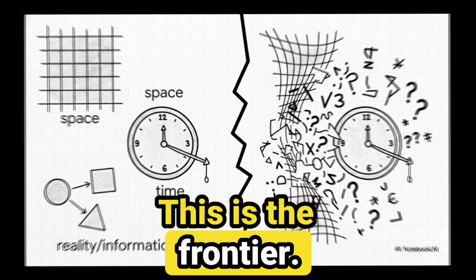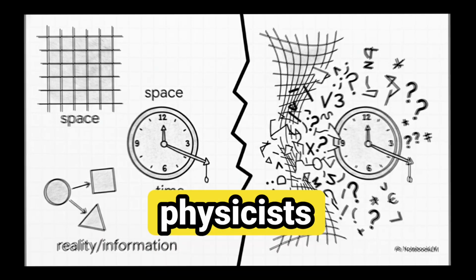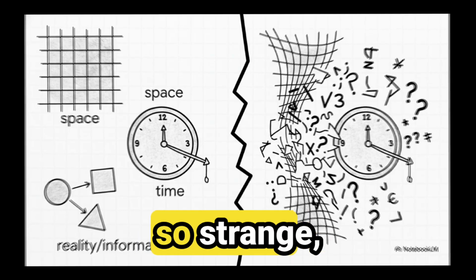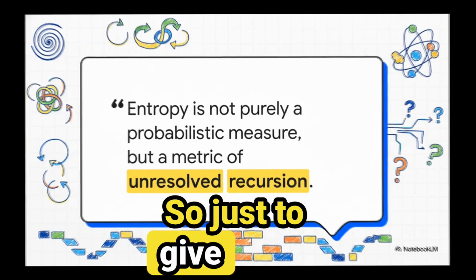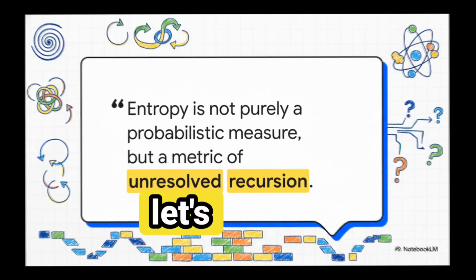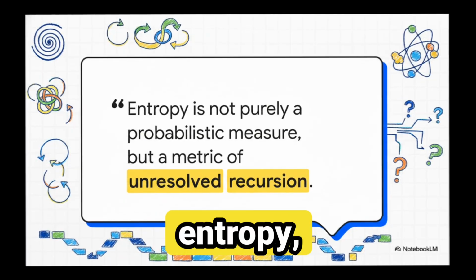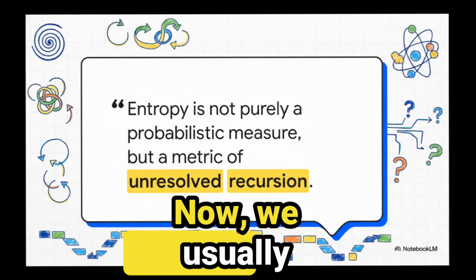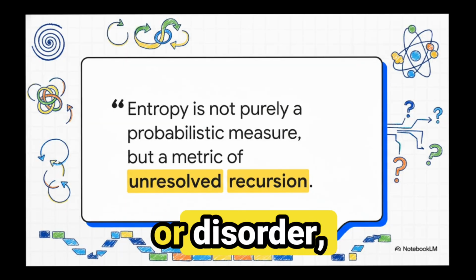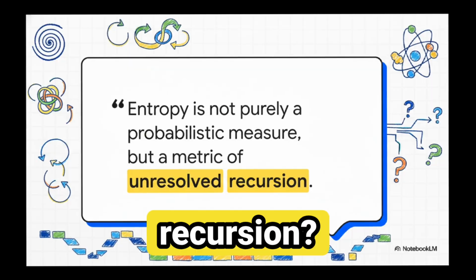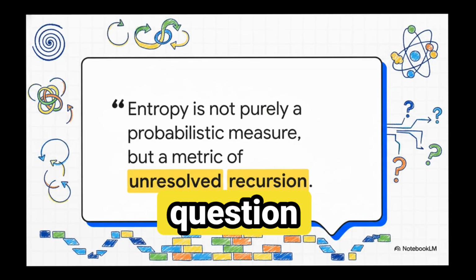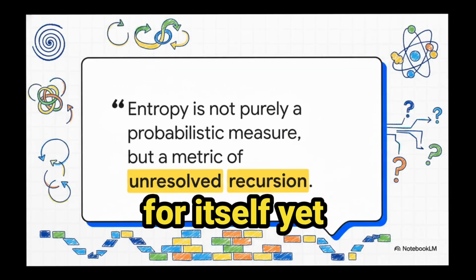And this is where we get to the absolute bleeding edge. This is the frontier. To solve these massive mysteries, physicists are pushing into territories so bizarre, so strange, that the very foundations of reality, I'm talking space, time, information itself, are all being called into question. So just to give you a little taste of these frontier ideas, let's look at one really speculative framework. It takes a concept we all kind of know, entropy, and flips it on its head. Now, we usually think of entropy as just randomness or disorder, right? But what if it's not? What if it's actually a measure of unresolved recursion? You can almost think of it like a question the universe hasn't finished answering for itself yet, an informational potential.